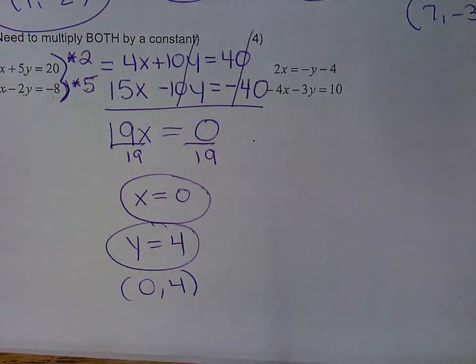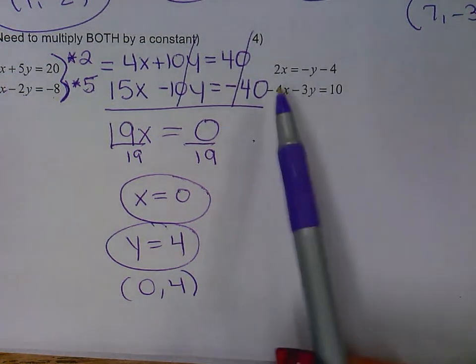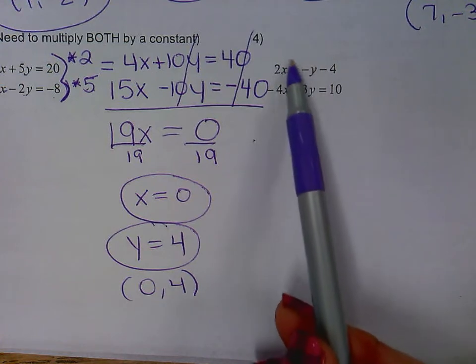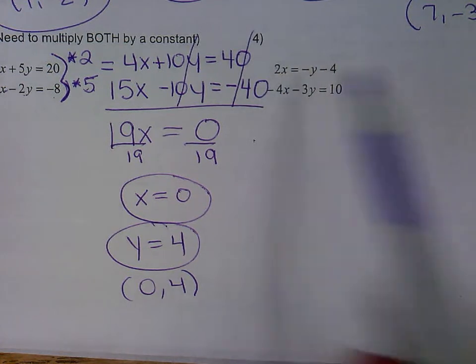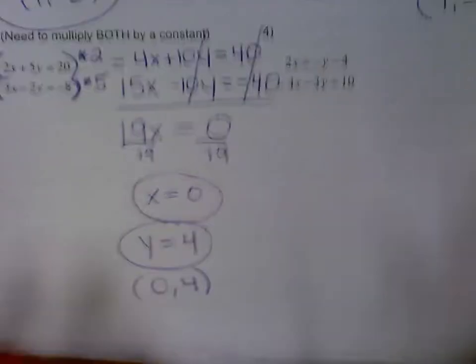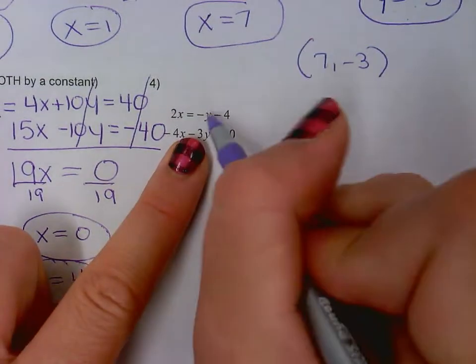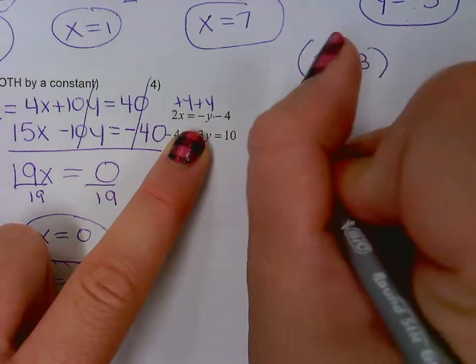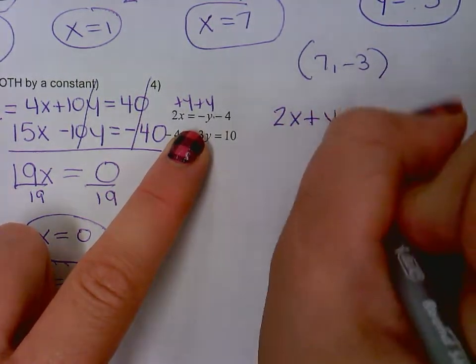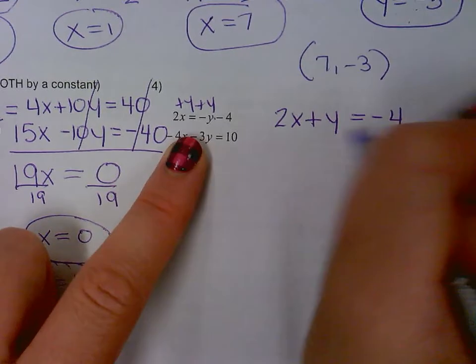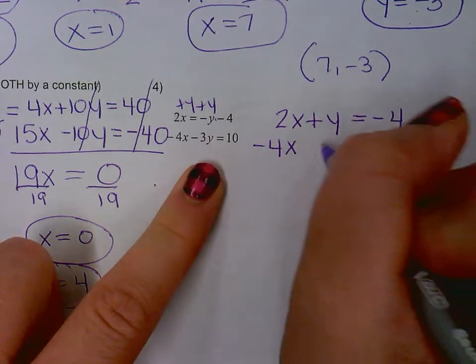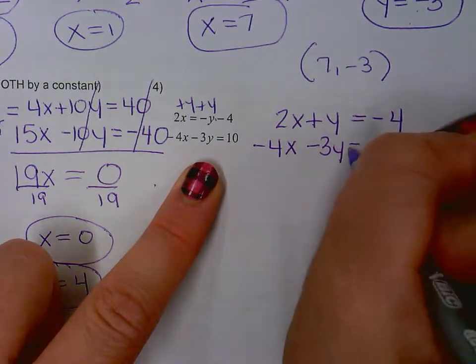All right, so number 4. Oh, it's not lined up, right? I've got my x, but what do I have to do to this y? I need to add it and bring it to the other side of the equal sign, the y over to the left. So I'm going to add y to both sides of the equation. So 2x plus y equals -4. I'm going to keep the bottom equation the same. -4x minus 3y equals 10.